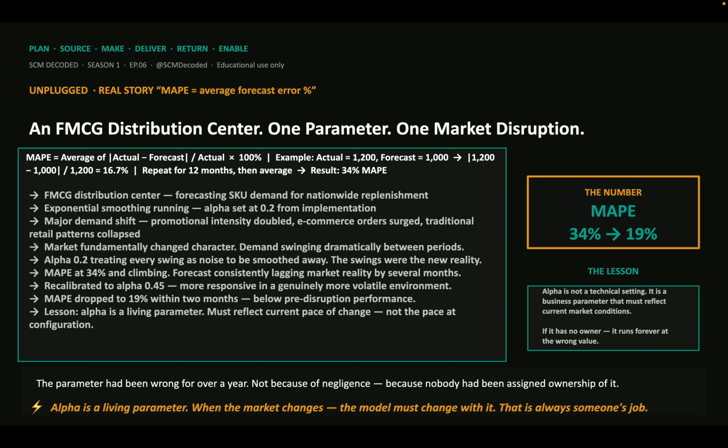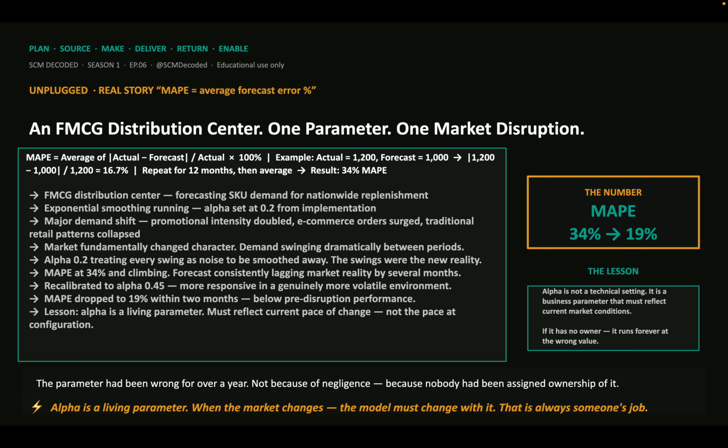So let us start with a real world example of an FMCG distribution center forecasting SKU demand for nationwide replenishment. They were running exponential smoothing, and alpha was set to 0.2 from implementation. The alpha was never reviewed. It did not consider the market shifts, the promotional intensity, the e-commerce order surge, and mainly it did not consider that the traditional retail patterns were collapsing.